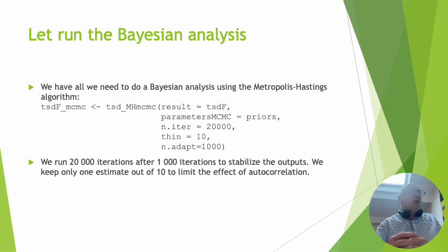We ran 20,000 iterations after 1,000 iterations to stabilize the output. And we keep only one estimate out of 10 to limit the effect of autocorrelation. All these parameters can be adjusted. Just this is a generally good compromise. Then we run the analysis. It takes approximately 3 seconds or 5 seconds.